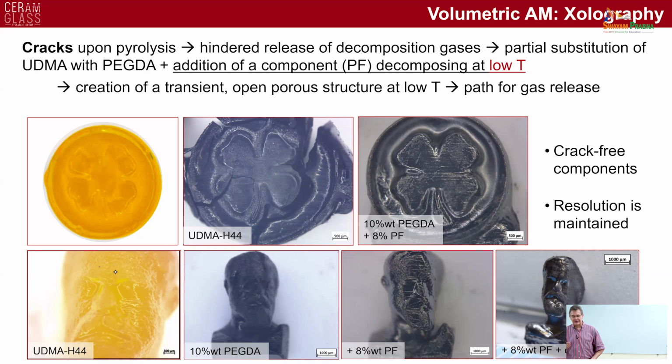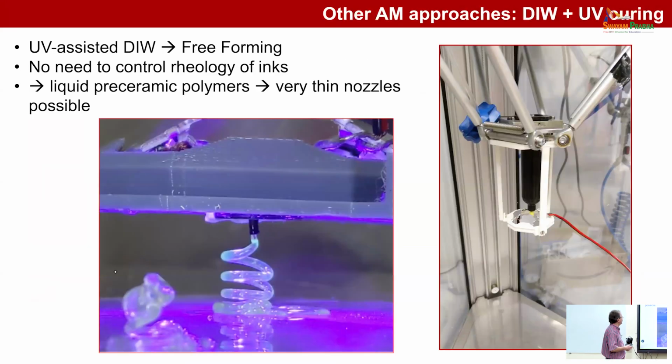By using, for instance, something like camphene, you can decompose camphene at a temperature before the photopolymer has not yet decomposed. This means that you are generating an interconnected continuous network of pores. Then when the photopolymer decomposes, this porosity enables the gases to be eliminated, and in this way, we can obtain crack-free parts.